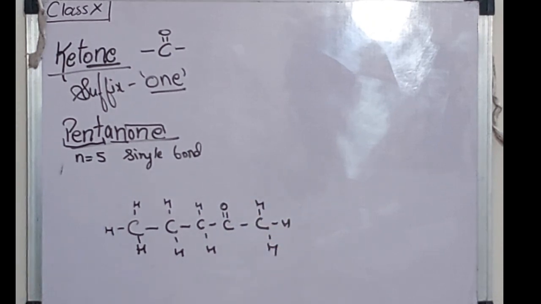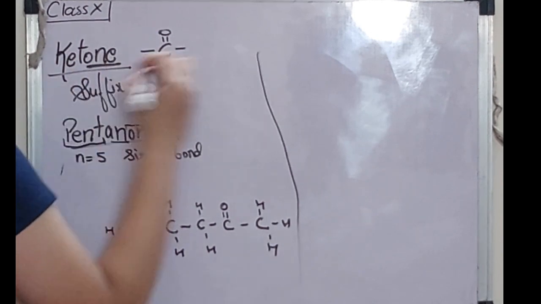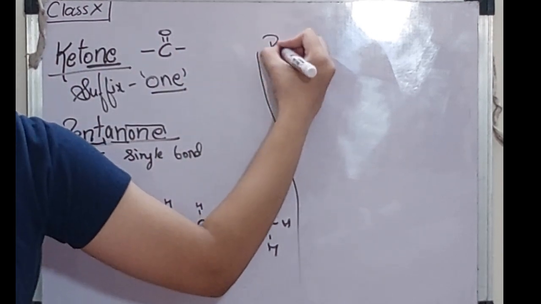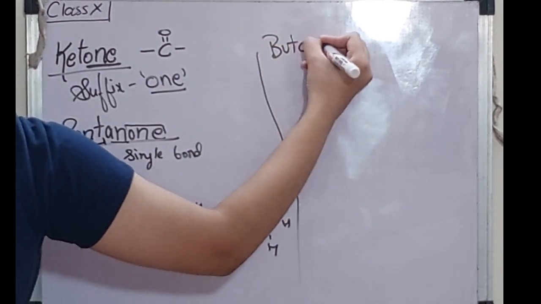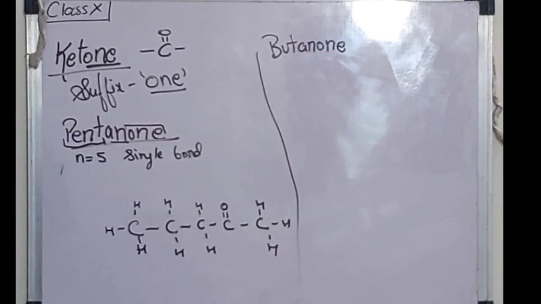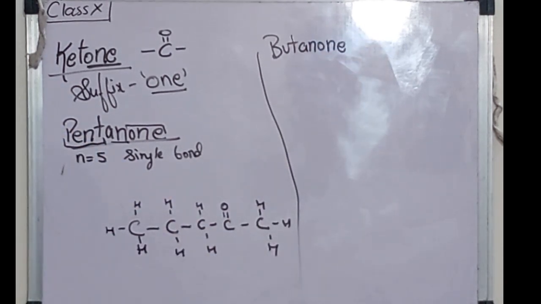So this is your pentanone. Can you see how easy it is to draw? Let us take one more example of butanone. Just draw it if you are able to. I hope you all are able to draw.